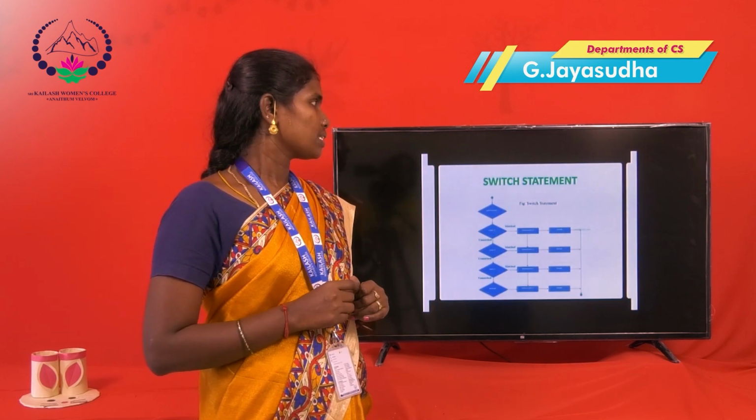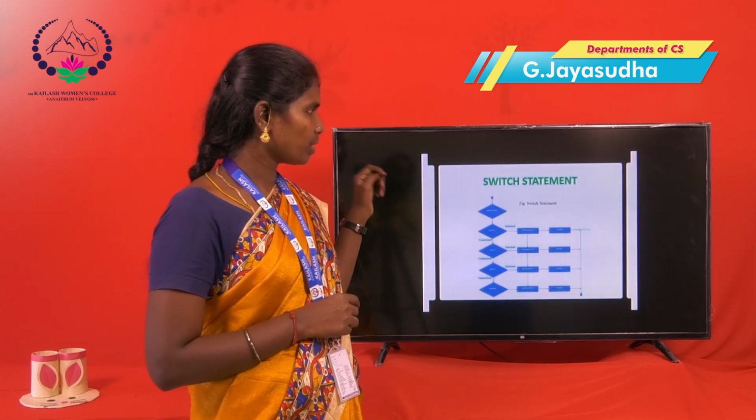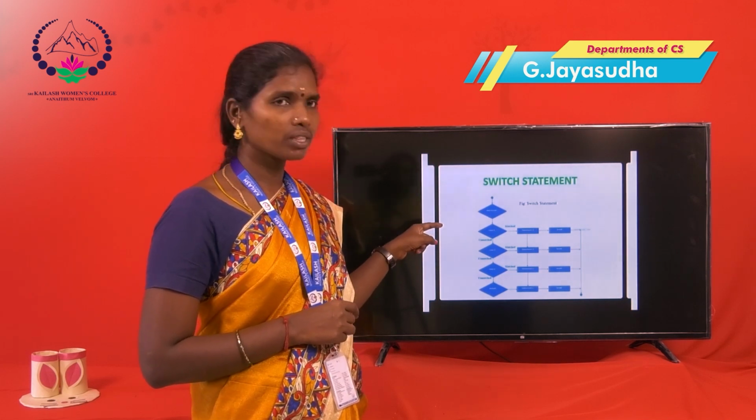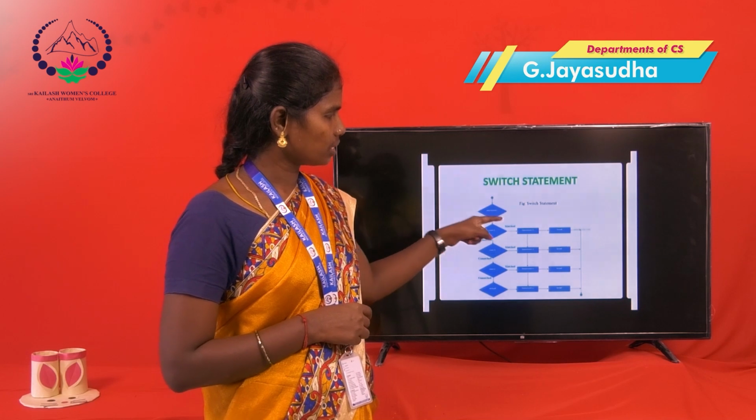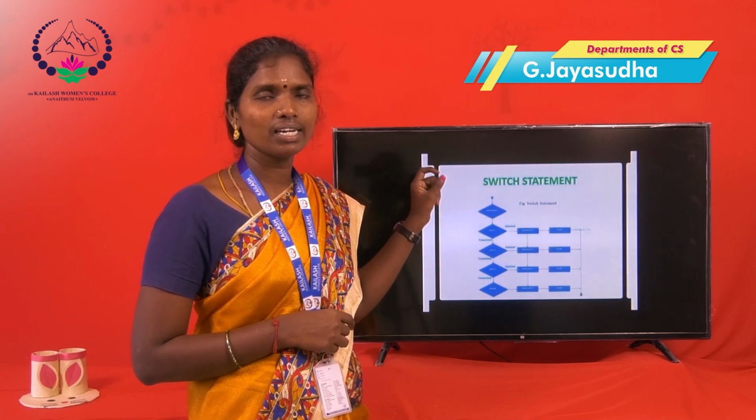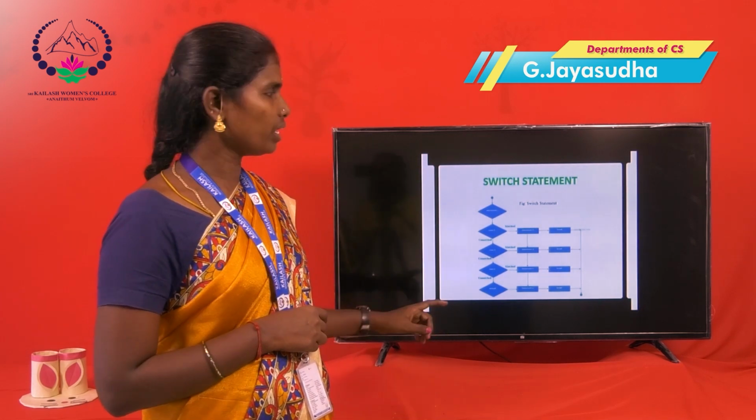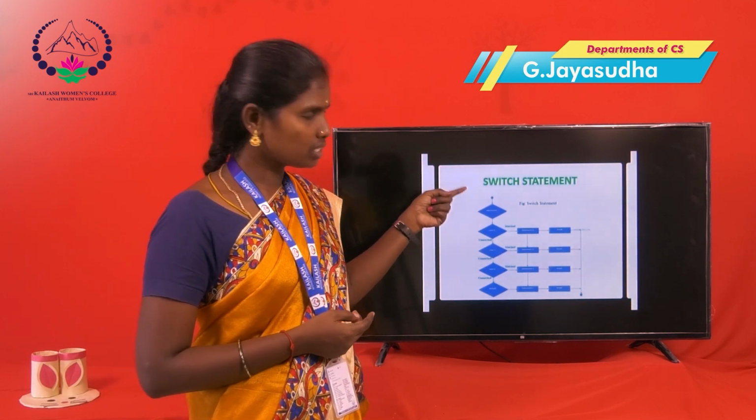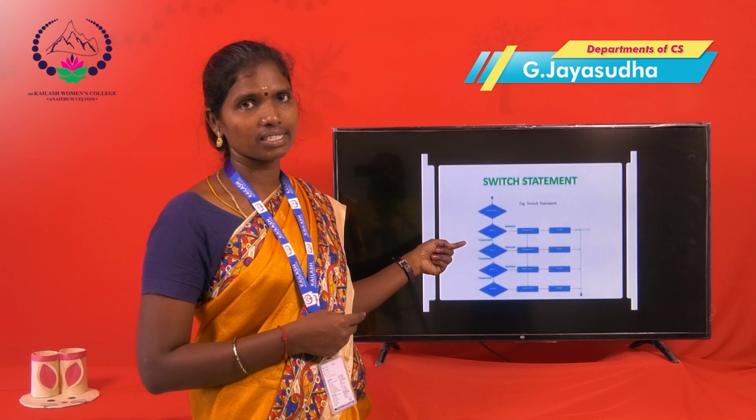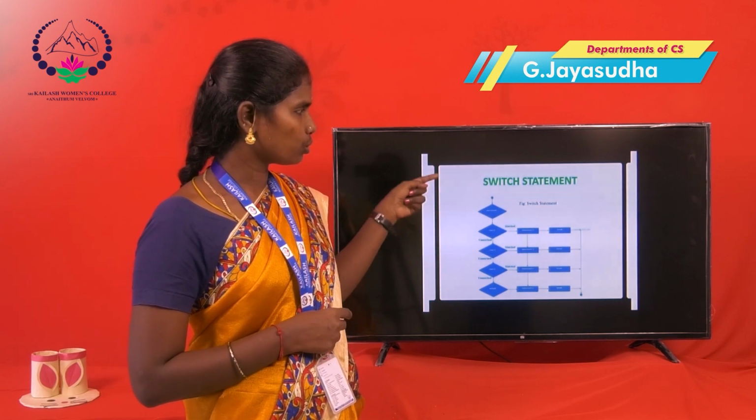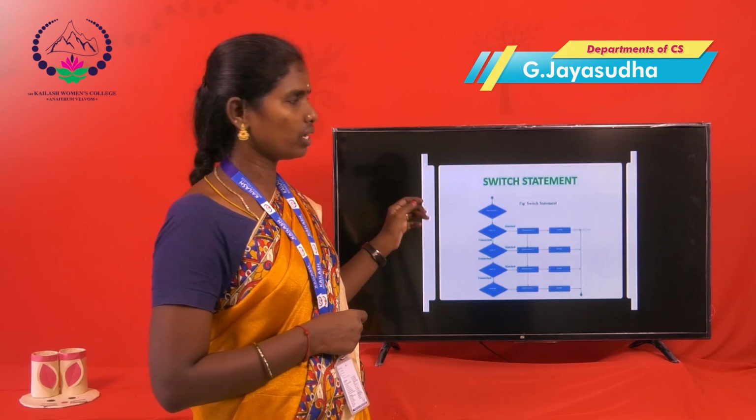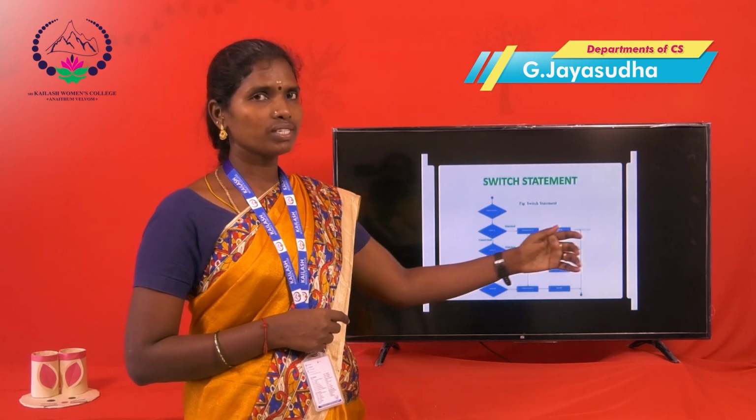The flowchart of a switch statement: we have to give one expression. If that expression matches case 1, only the first statement is executed and immediately the switch block is terminated. Suppose the case value doesn't match, then we have to move to the second case. If this case matches the expression, only the second statement is evaluated. Okay, so this is the process of a switch statement.